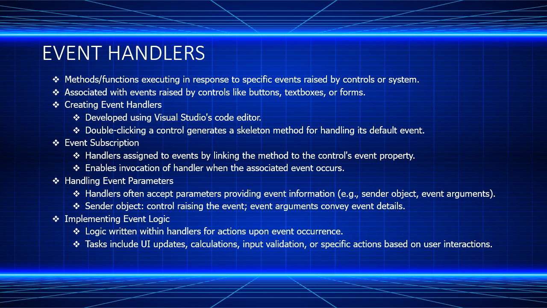Handling event parameters. Event handlers commonly accept parameters furnishing information about the event, such as the sender object and event arguments. The sender object denotes the control that triggered the event, while event arguments furnish additional event details like mouse coordinates or keystroke information.